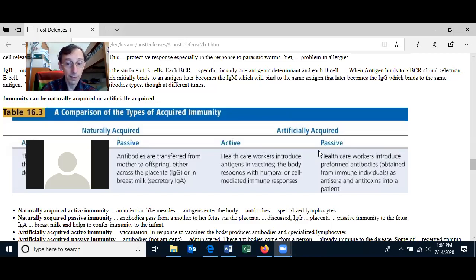So this is passive because the individual is not making the antibodies. Somebody else or some other animal made the antibodies.